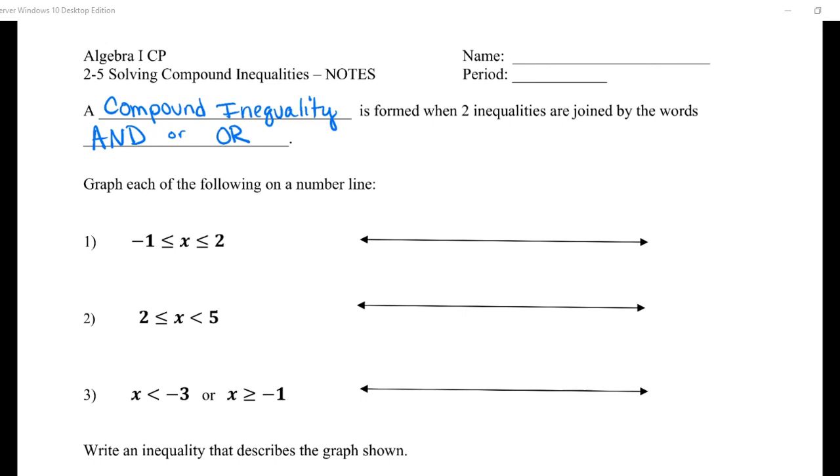So for graphing these on a number line, if it's written all as one inequality, like number 1 and number 2, these are both and inequalities. And the last one would be an or inequality because it has that word or in it. So typically you won't see the word and for and inequalities, but you will see the word or always for or inequalities.